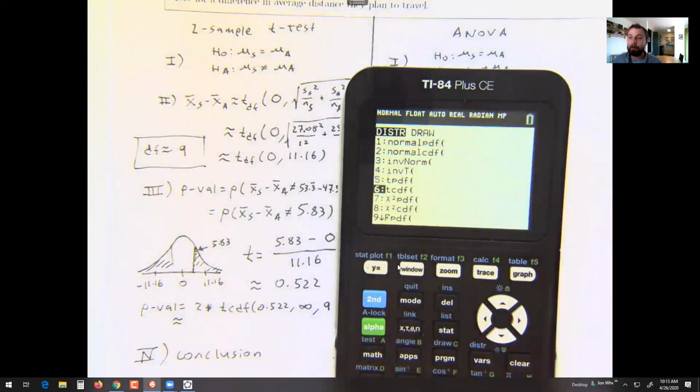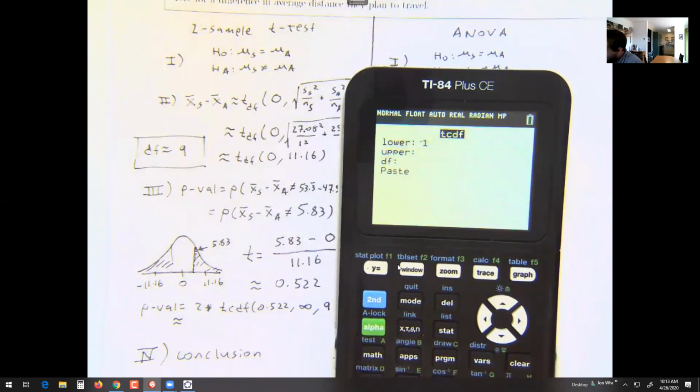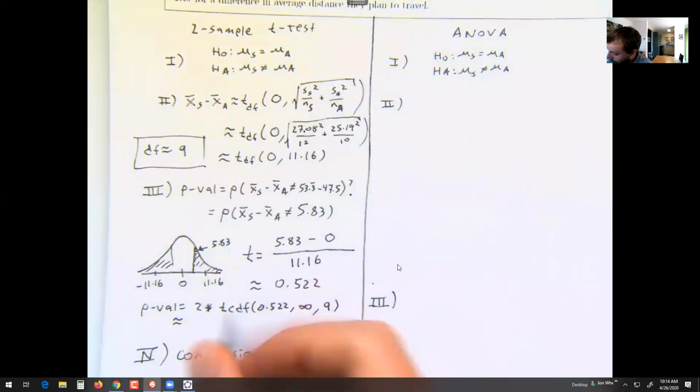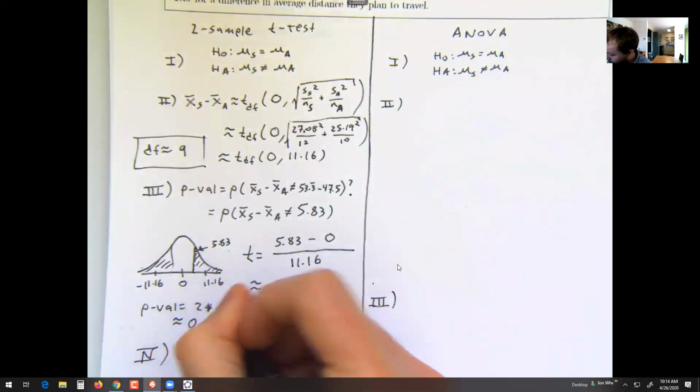I can also find the student t distribution inside of GeoGebra by going into probability and choosing student distribution. I can find this in my TI-89 by going into stat list editor and choosing F5 for distribution. I'm typing in my low value, my high value, my degree of freedom. I have the 2 times built in. When I do this, I get a massive p-value of 0.614 or so.